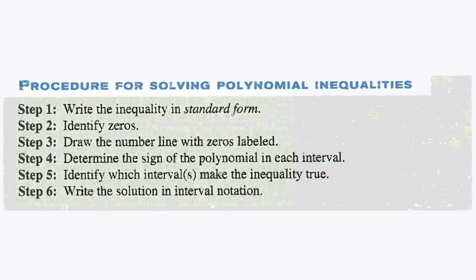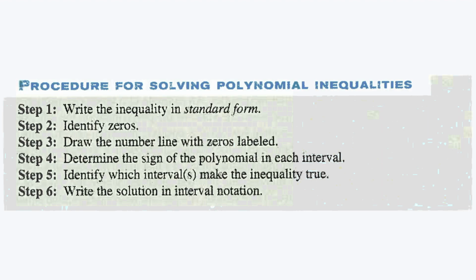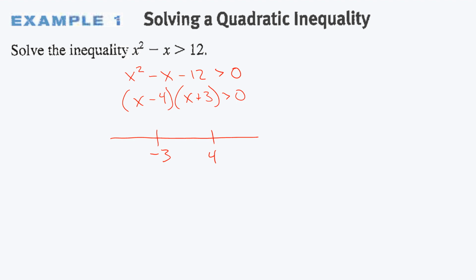Let's look at our steps again. Draw the number line with the zeros labeled. So negative 3, and positive 4. Right? Negative 3 from this parentheses, positive 4 from this parentheses. Okay, determine the sign of the polynomial in each interval. So this is where we have to test. So again, I'm going to test 0 because 0 is really easy. I'm going to test negative 5 and positive 5. Could be negative 10, positive 10.